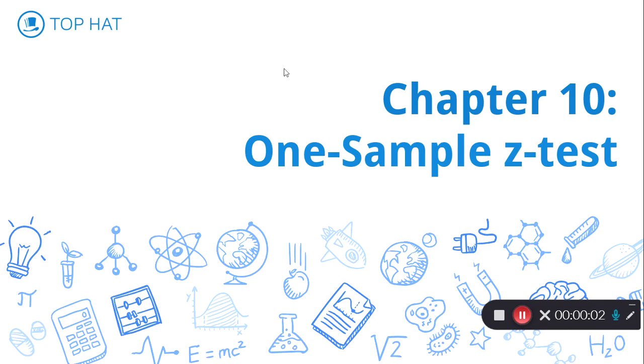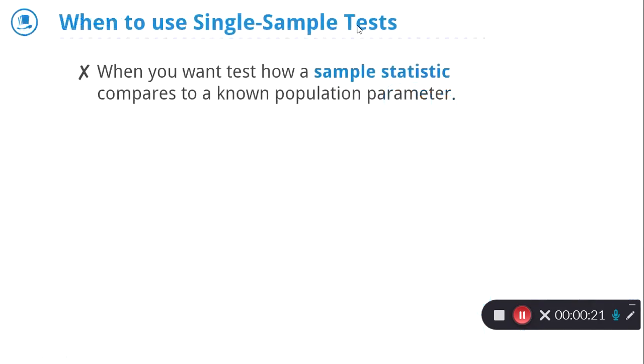All right, this is going to be the one-sample or single-sample z-test. Really, we've been doing these all along, because this has been the test that we have been using as the example as we go through hypothesis testing. A single-sample test is done when we have a single sample that we want to compare to a known population.